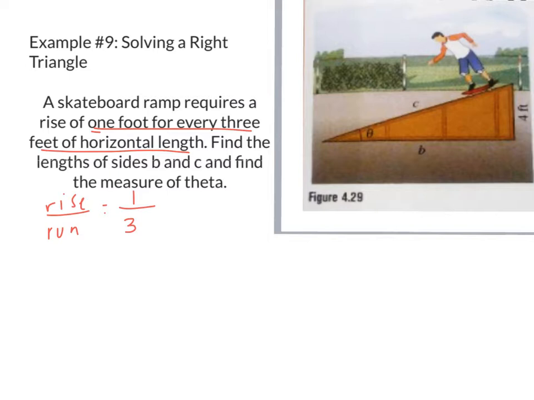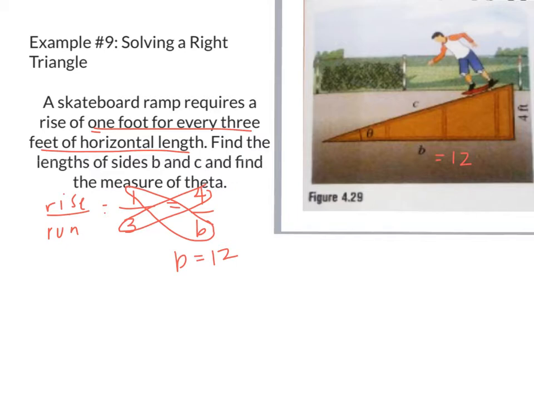And what we've been given, our current rise, or your vertical length, is 4, and your current horizontal length is B, then if we solve this as a proportion, you would get B equal to 12. So that's the first piece of information. B is 12. Okay, now that we know that, then it would be helpful for us to also find C.